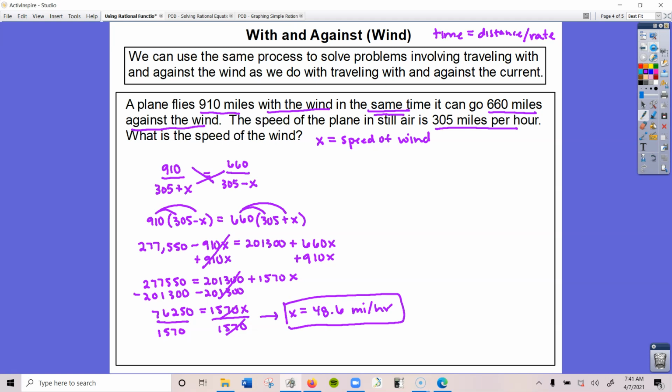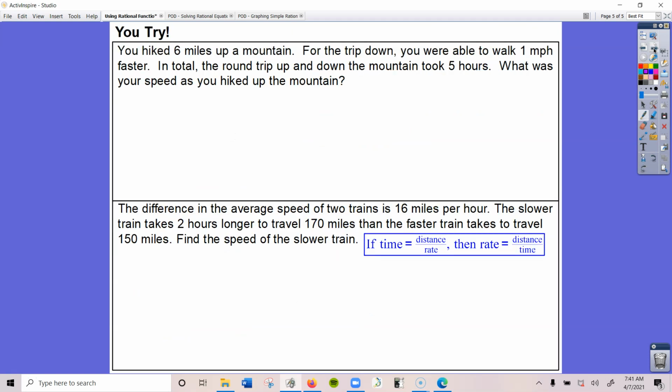Let's try a few more. You hiked 6 miles up a mountain. For the trip down, you were able to walk 1 mile per hour faster. In total, the round trip up and down the mountain took 5 hours. What was your speed as you hiked up the mountain? So I always use the question at the end to figure out what my variable is. I'm trying to solve for my speed as I hiked up the mountain. So that means that x is going to equal the speed up the mountain.